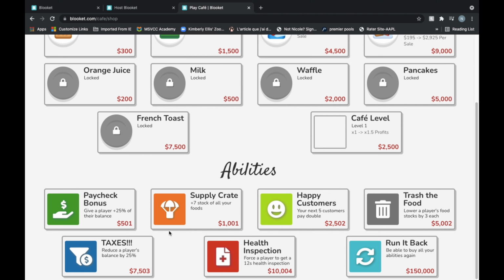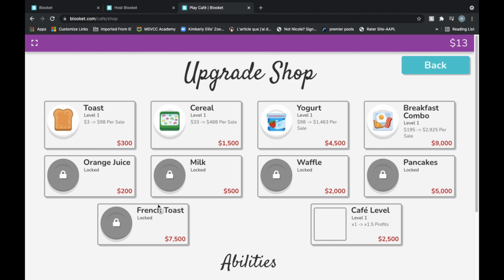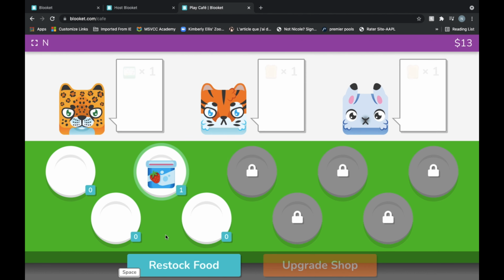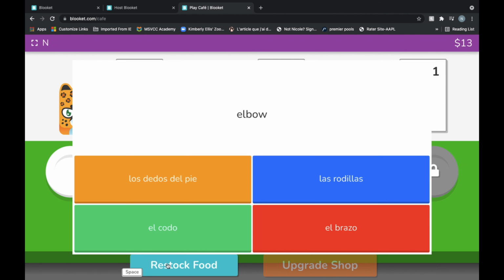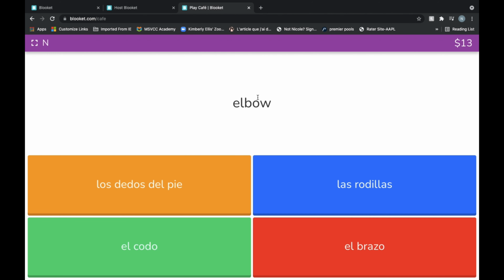One of my students' favorite things to buy is a supply crate because it gives you 7 plus of whatever you have in your grocery store. So we go back, and nobody wants yogur, which is yogurt, so they have to restock food. Answer more questions in Spanish. How do you say elbow? Elbow is el codo. Click there.